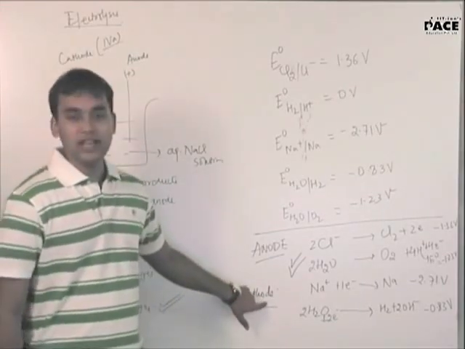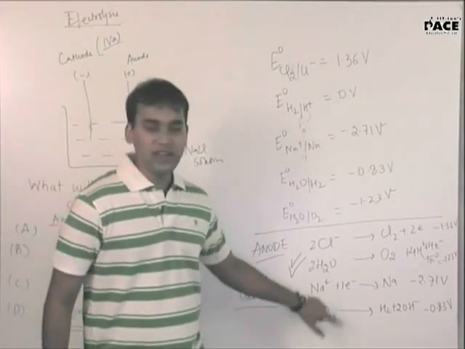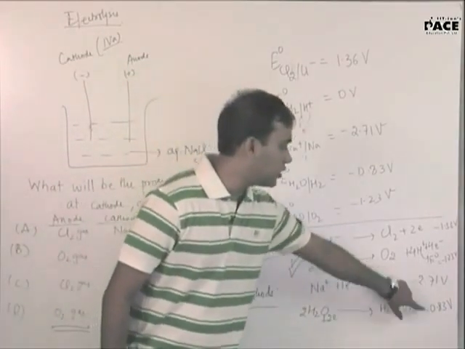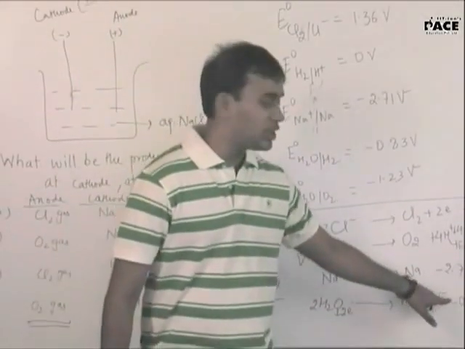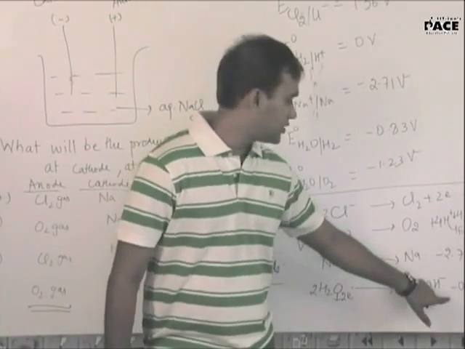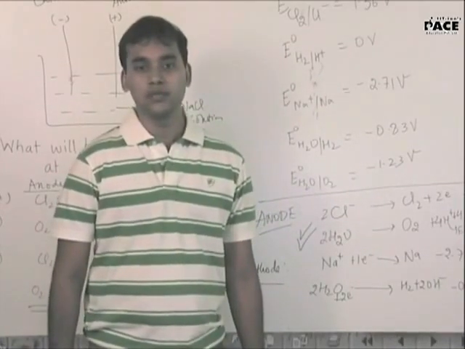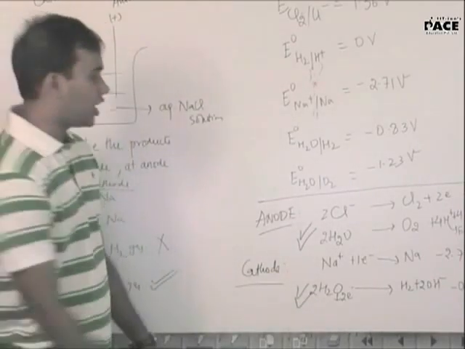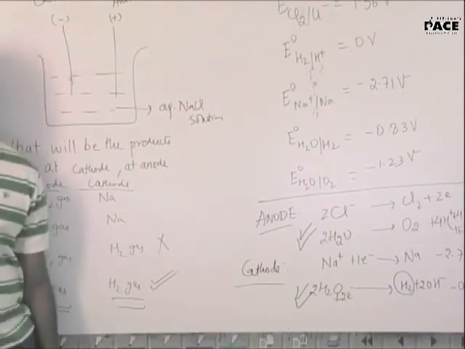Similarly, if I look at the cathode, what will I look for? SRP. Both of these are SRP values. Just check, this is a reduction reaction, so these values are SRP values. If this is -2.71 and this is -0.83, which is greater? So what will be the preferred reaction? So what I will get is hydrogen. Is it clear to you now?